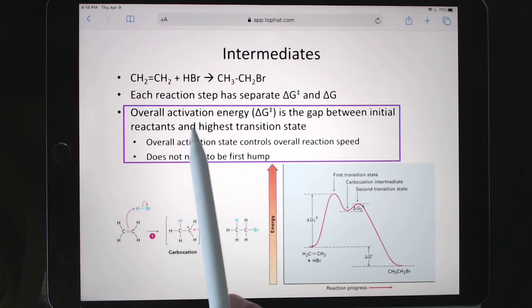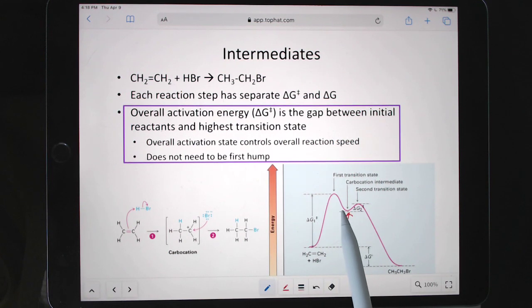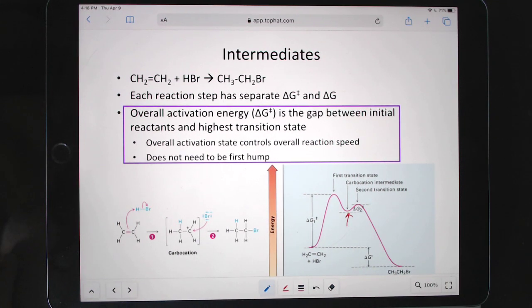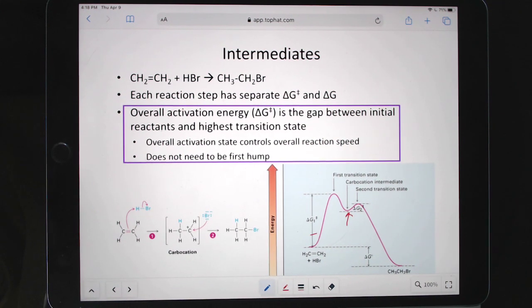So for intermediates, the intermediate is going to be right here. It's this dip in the reaction coordinate. Each one of these peaks is a transition state, and between the transition states you're going to get an intermediate. You can't isolate it, but you can detect it. You can have several intermediates, and you can have several transition states.